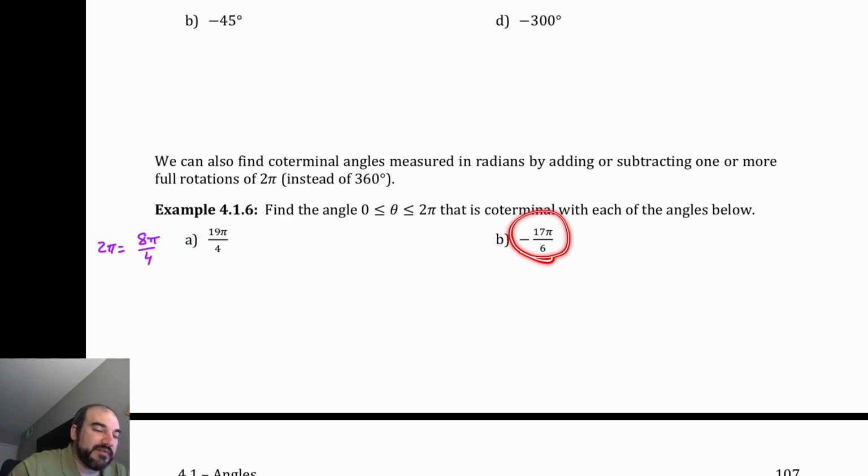And then if you have a negative angle measure, you obviously aren't between 0 and 2 pi because you're negative. This is a negative measure, so we're going to start adding 2 pi to this until we get a positive angle measure between 0 and 2 pi.